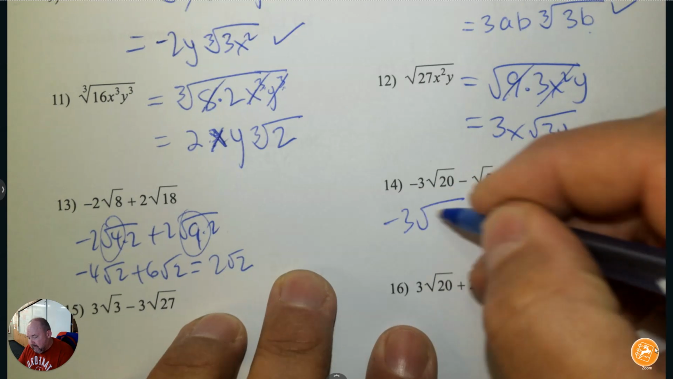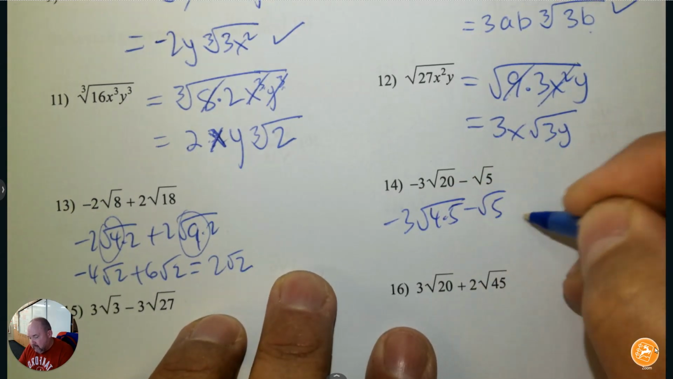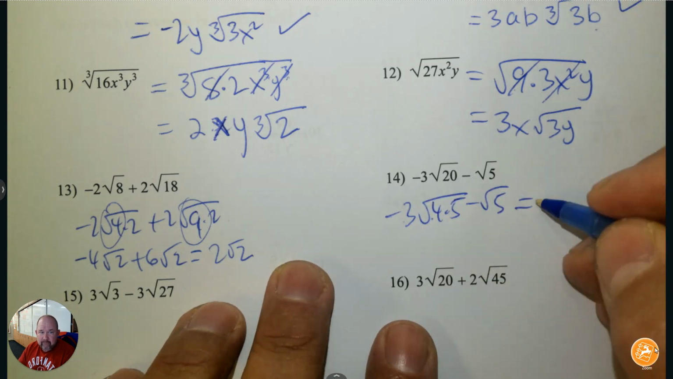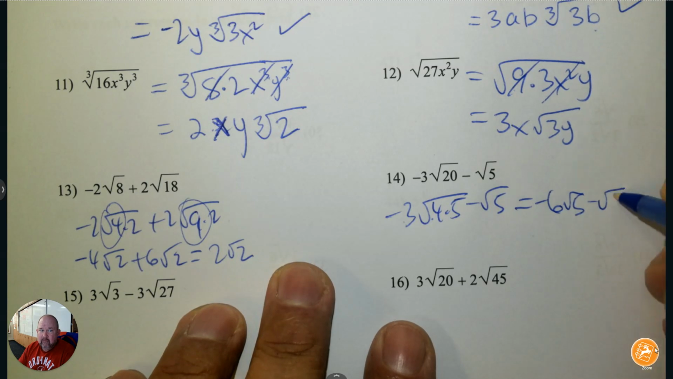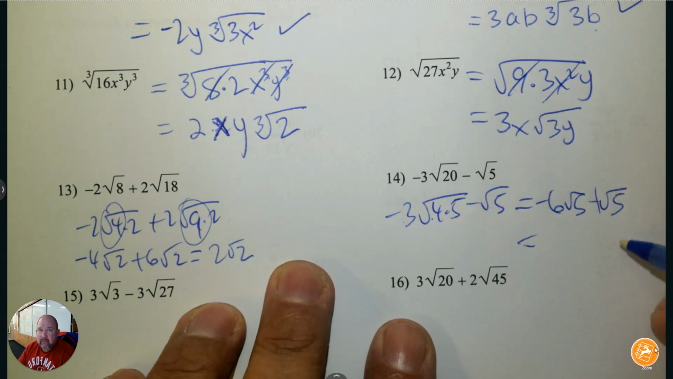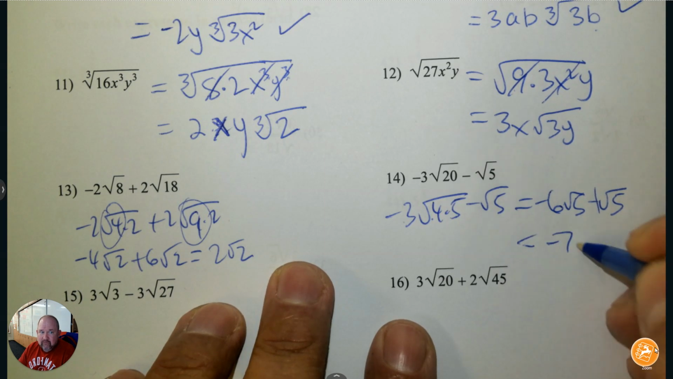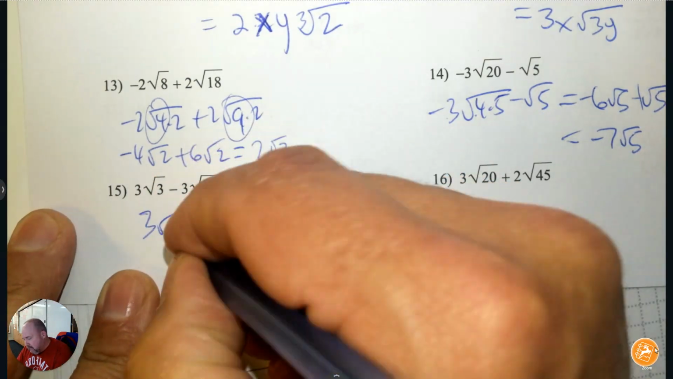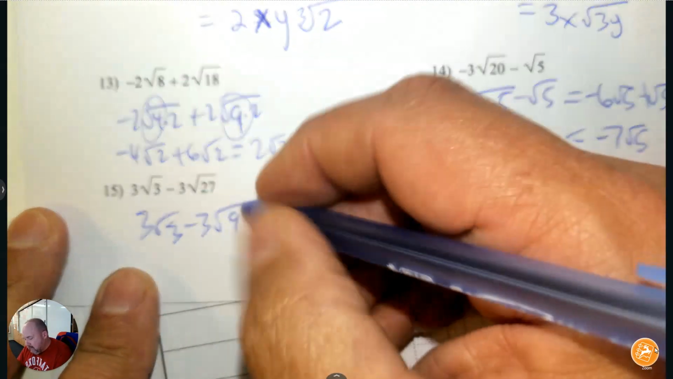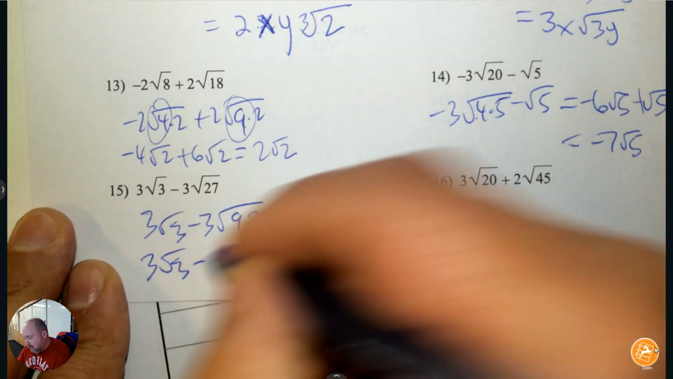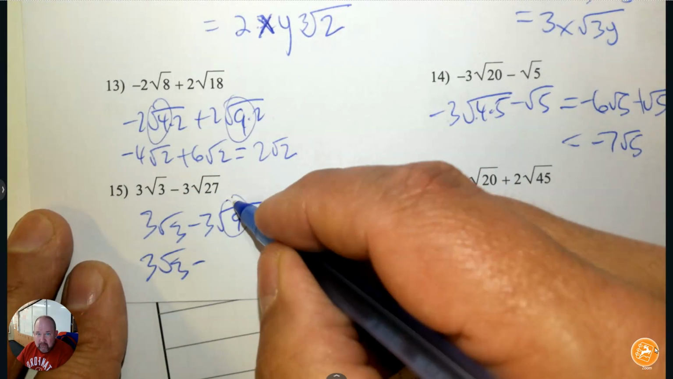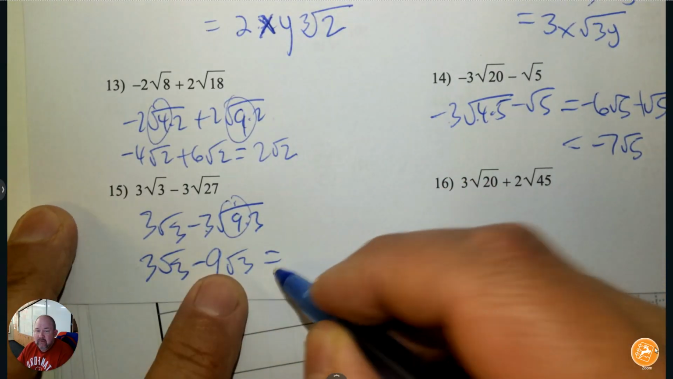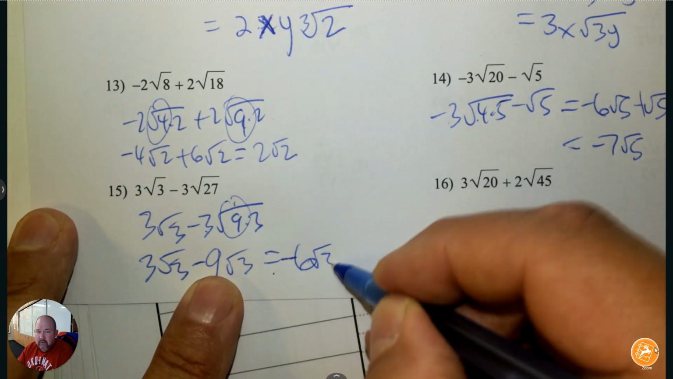Again, I'm going to simplify first. That's 4 times 5. So the square root of 4 is 2 times negative 3. That's negative 6. And the number you don't see here in front is 1, so it's negative 6, subtract 1, so that's negative 7 root 5. Number 15, again, simplify first. So 27 is 9 times 3. So the square root of 9 is 3 times 3 is negative 9. Now these match, so 3 take away 9 is negative 6 root 3.